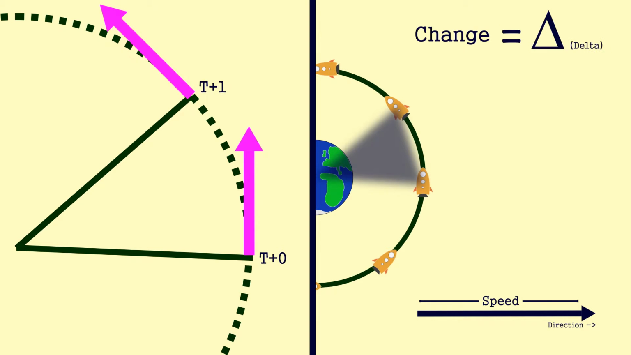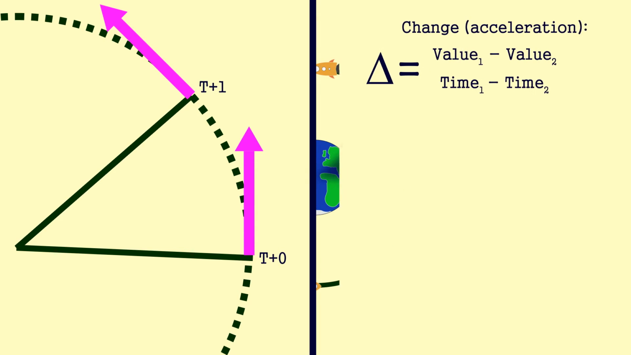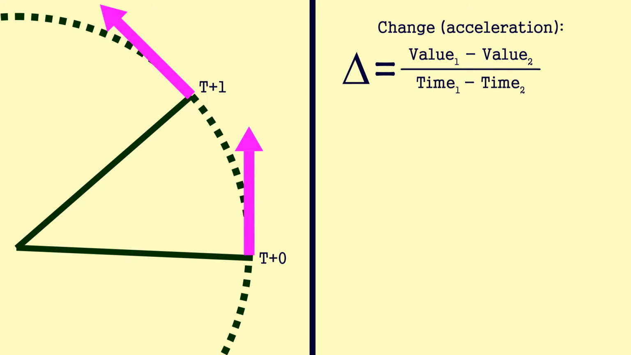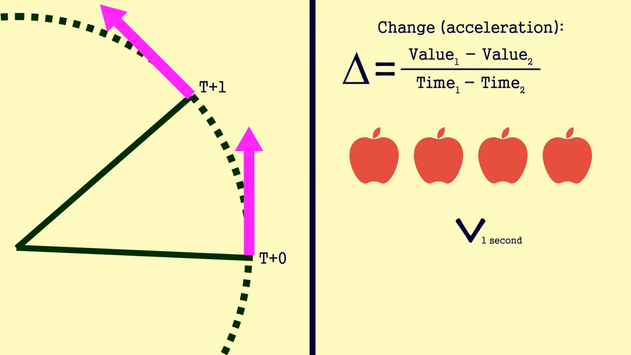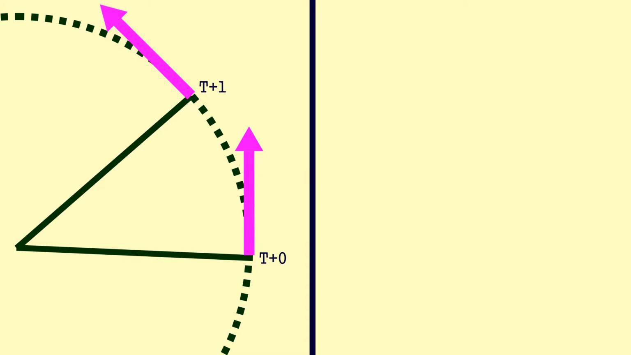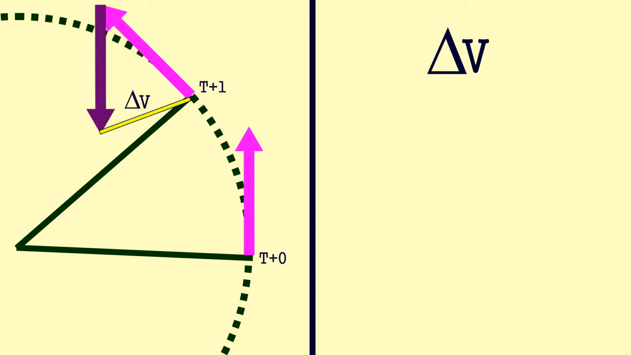By finding the change between these two vectors, we can find the change in velocity, or the acceleration, which is our final goal. First, we remember that the change between two things is found by subtracting them and dividing the result by time. So, if we start with 4 apples, and a second later end with 1 apple, our change was minus 3 apples per second. Similarly, we can subtract two positive vectors 1 second apart by adding the second vector to the negative of the first vector. The result is our change in velocity, or delta v.